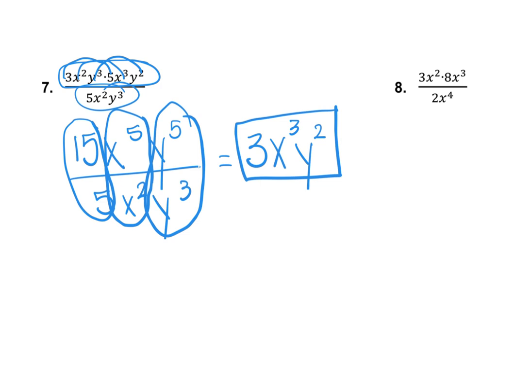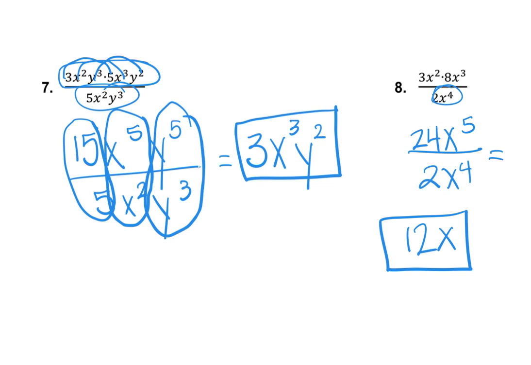X squared times x to the 3rd is equal to x to the 5th, because we added the exponents together. And then I just rewrote this below it so that I could divide it. And then 24 divided by 2 is 12. And then x to the 5th divided by x to the 4th, you're subtracting out or canceling out 4 of those x's, so you're just left with x, or x to the 1st would be okay as well.